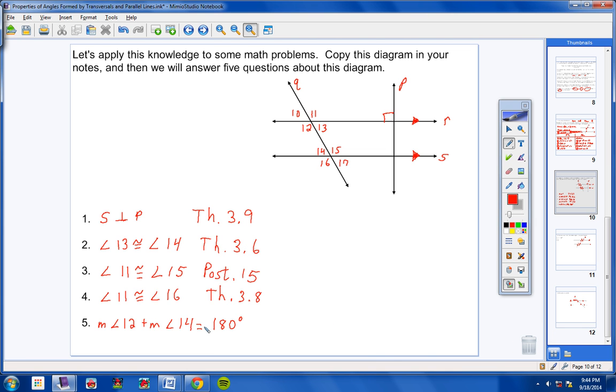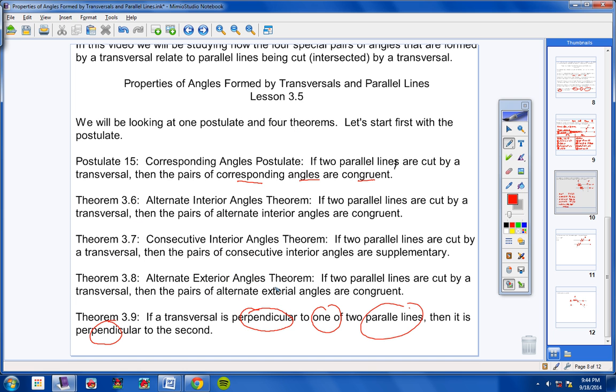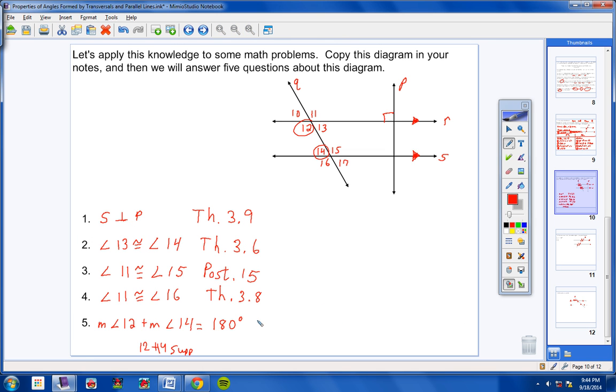Okay, students, now let's look at angles 12 and 14. Here's 12, here's 14, and notice those are called consecutive interior angles. And notice down here that we're saying 12 plus 14 equals 180. In other words, 12 and 14 are supplementary. Well, let's see if we can find a theorem for that. Here it is right here, Theorem 3.7. If two parallel lines are cut by a transversal, then the consecutive interior angles are supplementary. Theorem 3.7, okay? So we would put Theorem 3.7 right here.